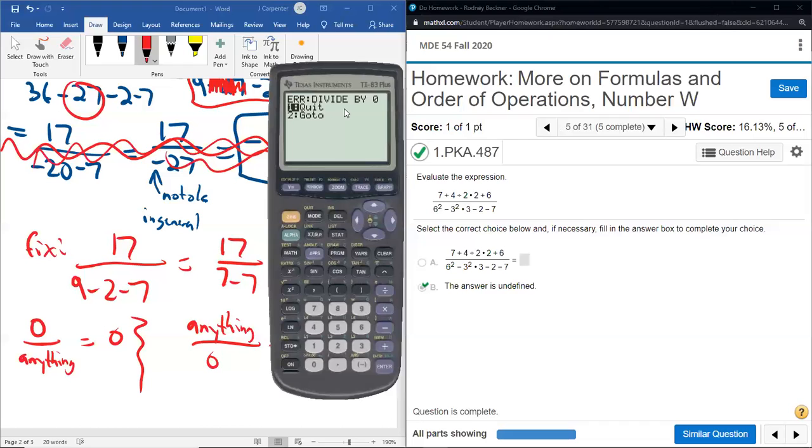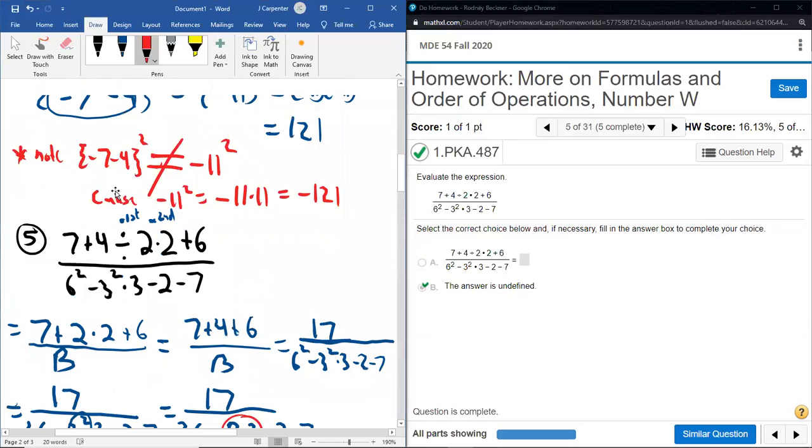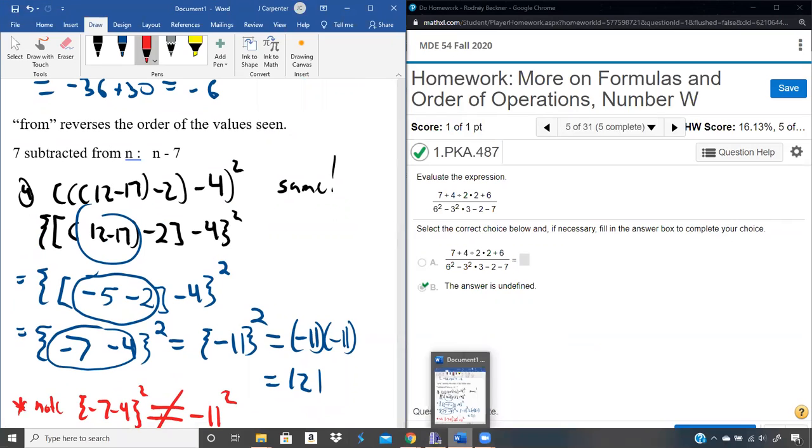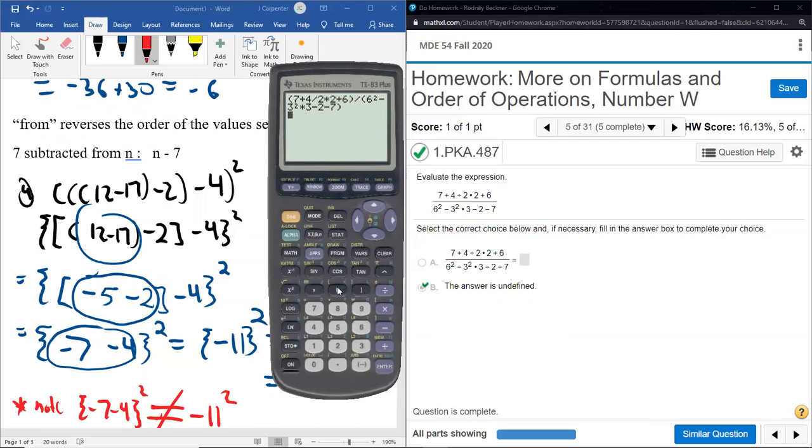I also said I'd show the previous example, this one, the one with all the parentheses and brackets and such. So if I do that in my calculator, remember we have to do the triple parentheses, 12 minus 17, close the first parentheses, then a minus 2, close the second parentheses, then a minus 4, close the third parentheses, that whole thing was being squared. This is my exponent key on a TI-83.